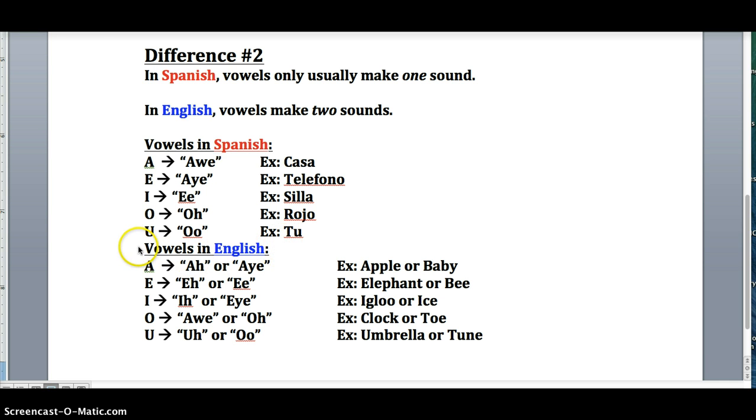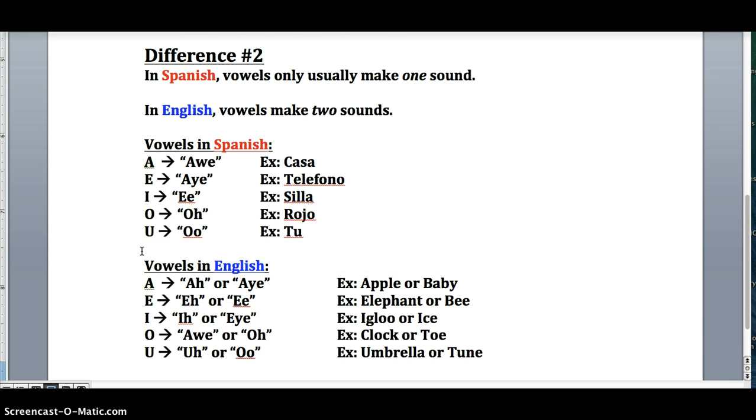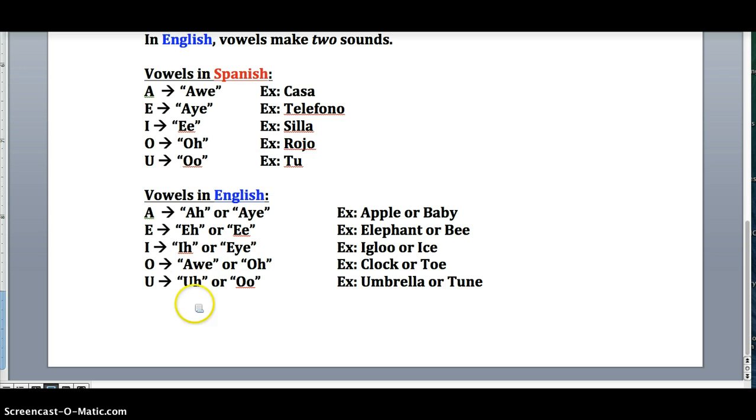However, in English, we make multiple sounds with our vowels. And A in English can either say the short sound, ah, or the long sound, a. So an example of the short sound would be apple, and the short sound and the long sound of a would be baby. Okay? Our E can make the sound, as in elephant, or the E sound, as in bee.